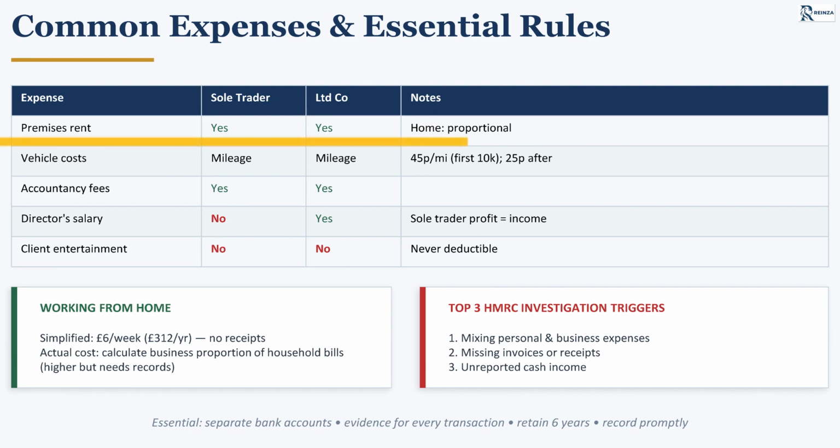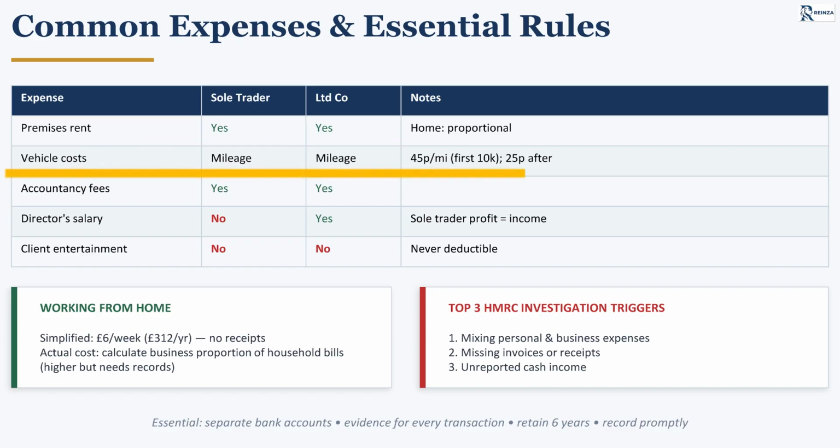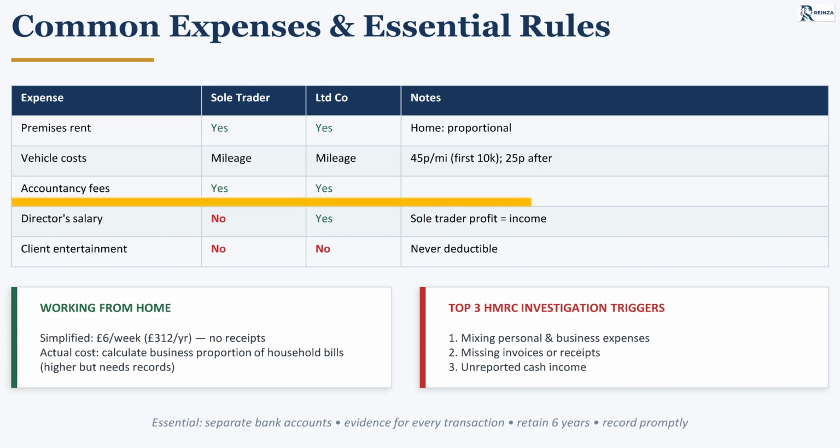Premises rent is deductible for both sole traders and limited companies. If you work from home, only the proportion used for business can be claimed. Vehicle costs are handled through mileage allowances. You can claim 45 pence per mile for the first 10,000 miles and 25 pence per mile thereafter. Accountancy fees are fully deductible for both sole traders and limited companies.